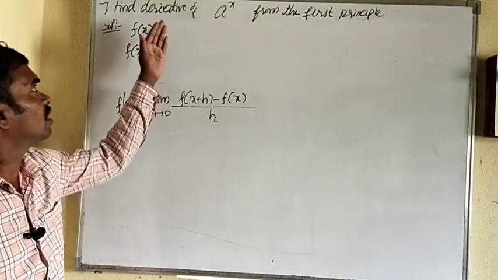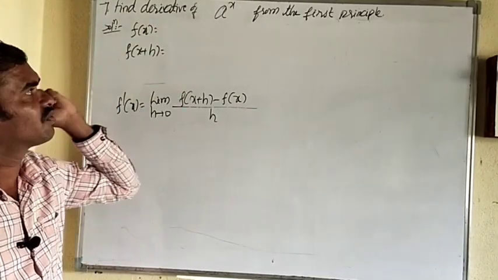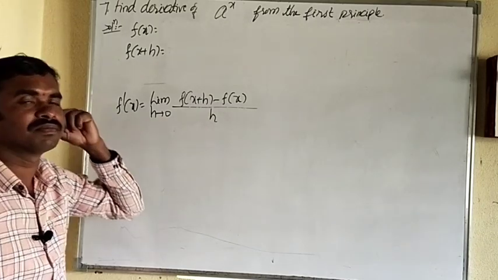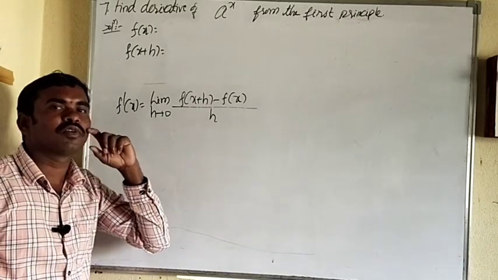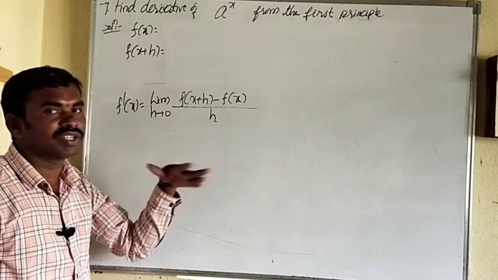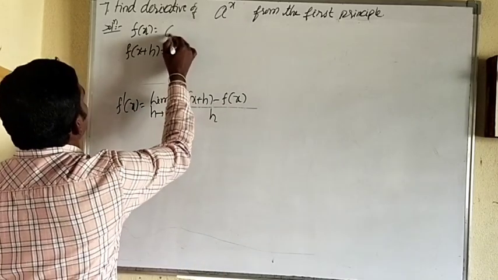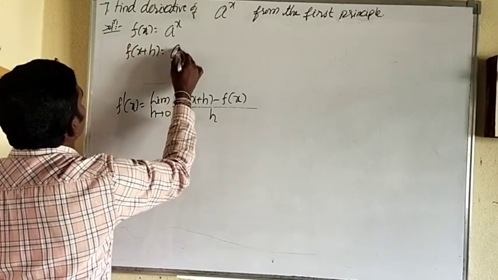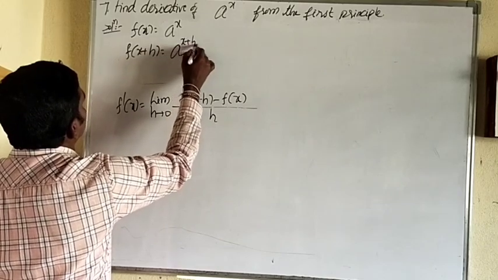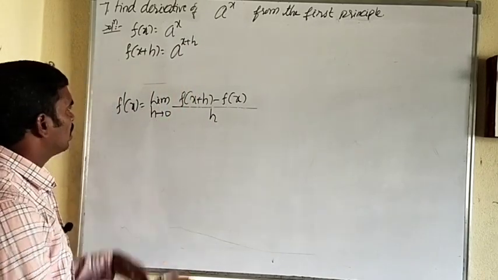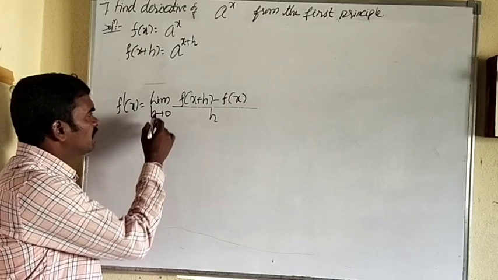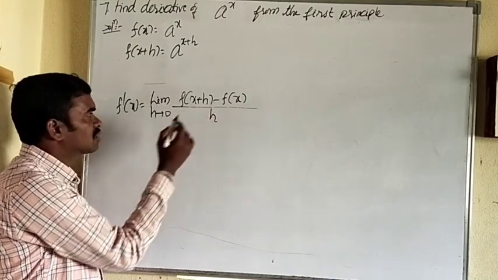Next, seventh one. Derivative of a power x from the first principle. What is the derivative of a power x? Yes, a power x into log a. That we should get. So f of x is equal to a power x. Then f of x plus h is a power x plus h. Take the formula. What is the formula? f dash of x equals limit h tends to 0, f of x plus h minus f of x by h.